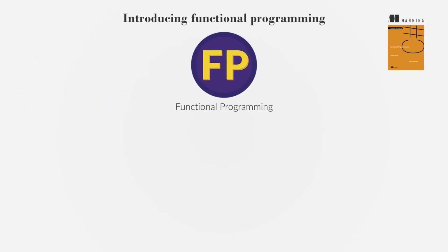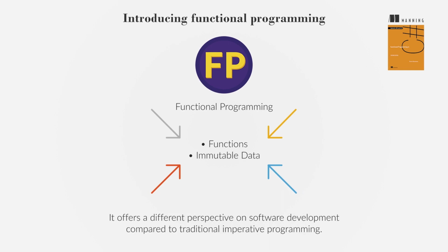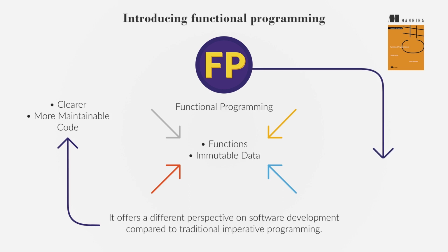Functional programming, FP, is a programming paradigm that emphasizes functions and immutable data. It offers a different perspective on software development compared to traditional imperative programming, potentially leading to clearer and more maintainable code. This introduction explores FP's core principles and how they can be applied in C#, helping you determine if learning FP is right for you.